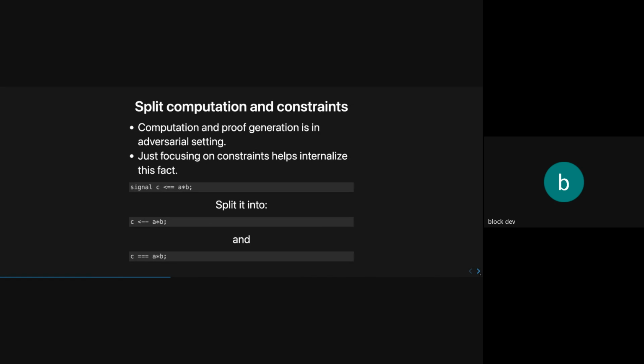This is a very simple example I've placed here. Two signals are multiplied into C. This is both computing and constraining at the same time, but you may want to split it out just to see what's actually happening.